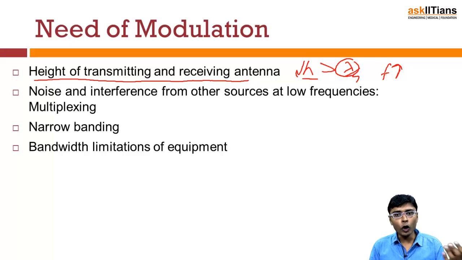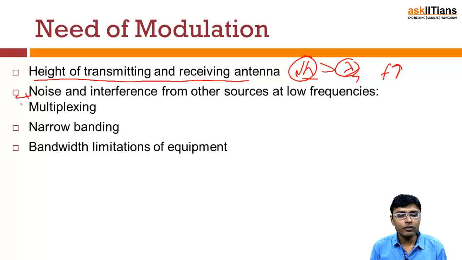Therefore, if we send a low frequency signal directly through an antenna, then we will require a very large antenna. Therefore, we do the process of modulation. That means we convert the low frequency signal into a higher frequency signal, and then we transmit it through an antenna, so that the requirement of antenna height is reduced.